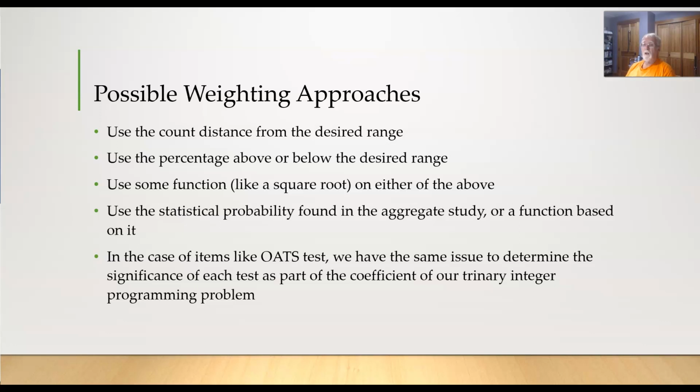Do you do it that way? Do you do a function, the square root of the percentage, the square root of the absolute distance? Do you do it on the statistical probability or on the percentile? And we end up with having to figure out what weight we give to it. And that weight becomes a coefficient of the equations. And you change the weight and the result from the equations will be different.